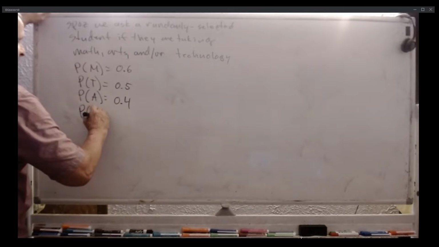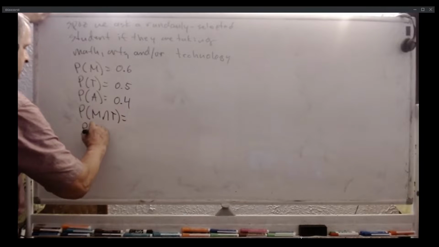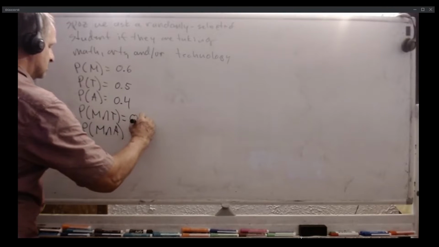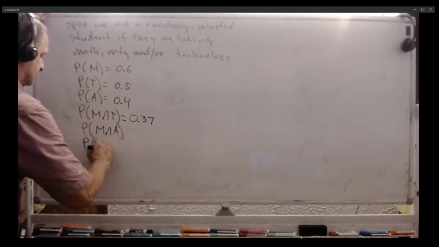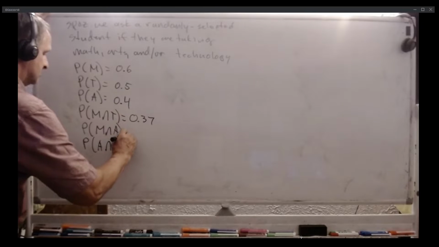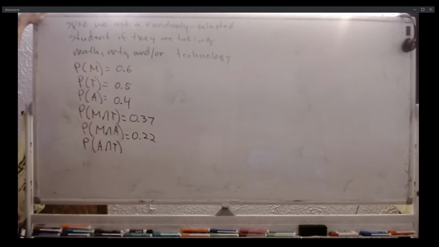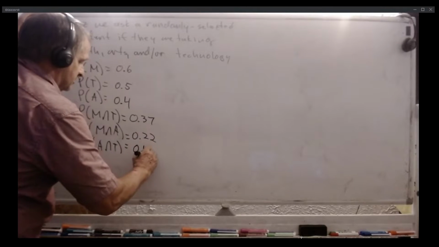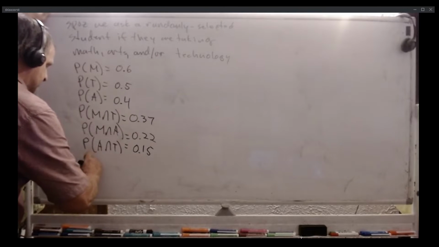What's the probability of math and technology? 0.37. What's the probability of math and arts? 0.22. The probability of arts and technology, both? 0.15. And the probability of all three, was that 0.05? Yes, it was.